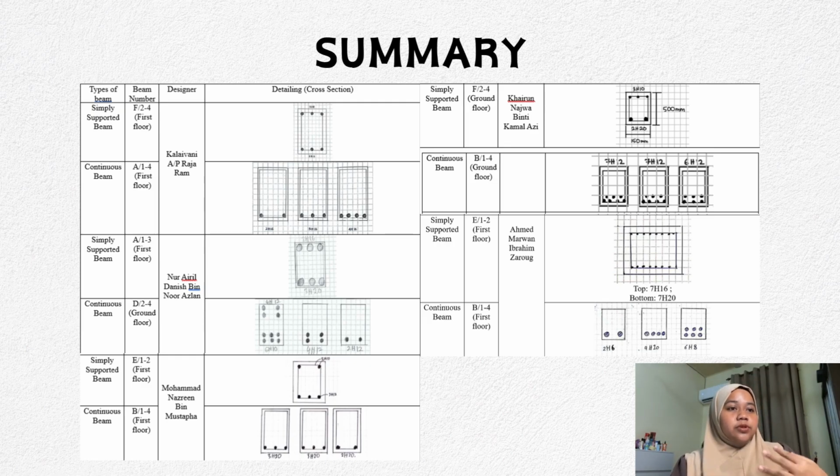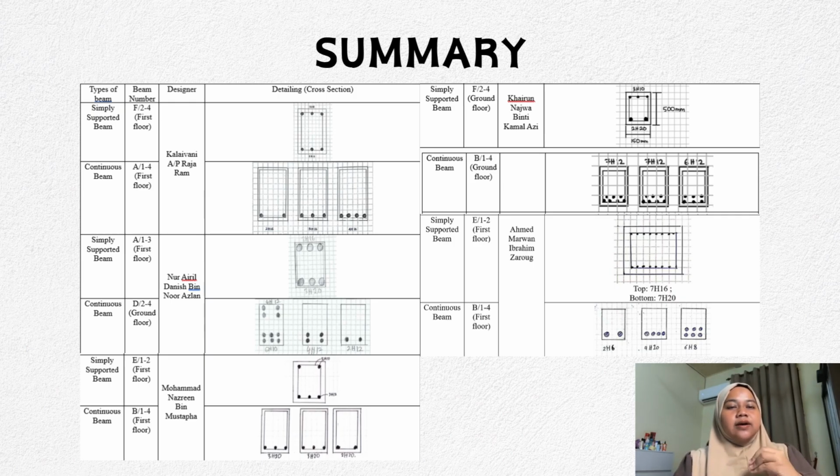Next we move on to the next designer, Khairul Najwa, which is me. For the simply supported beam, I designed F2 until 4, which is a ground floor beam. The top reinforcement that I designed is 3H10, and the bottom is 2H20. Next, for the ground beam, I designed B1 until 4, which is a ground floor beam. The first cross section is 7H12 for the bottom, the middle cross section of the beam is 7H12 also, and the last cross section of the beam is 6H12.